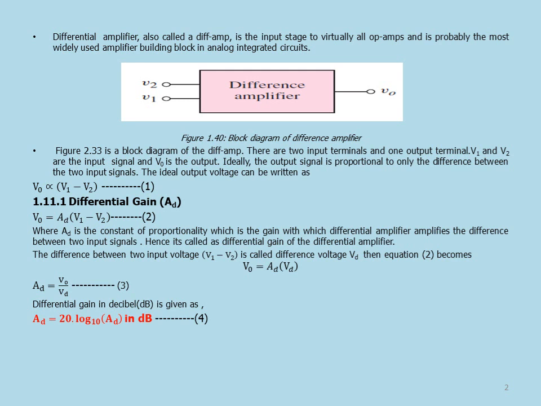So V0 is equal to AD, where AD is the differential gain, times V1 minus V2. It is shown in equation 2, where the output equation is V0 equals AD times V1 minus V2.